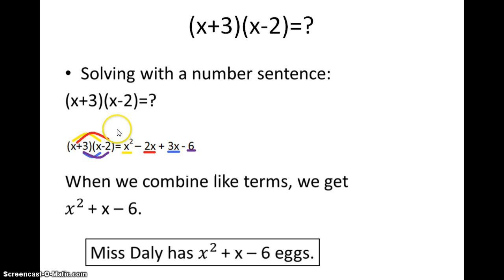So when we combine all these together, we have x squared minus 2x plus 3x minus 6. And we can combine these two, minus 2x plus 3x, to give us 1x. We put it together, we have x squared plus x minus 6. Miss Daly has x squared plus x minus 6 eggs.